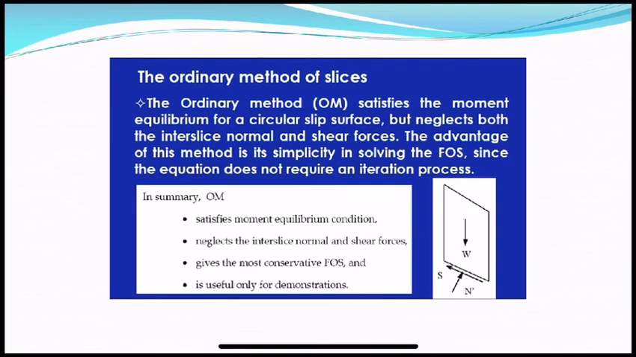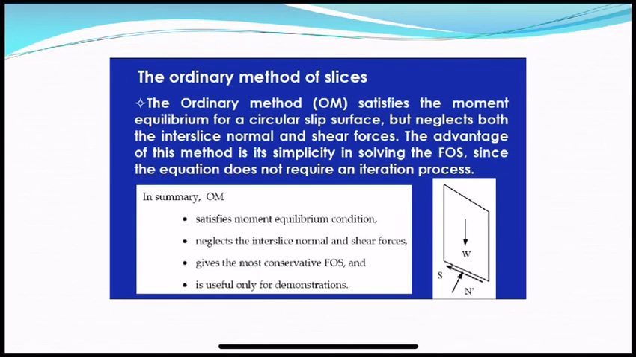There is a vertical force W, which is the weight of the particular slice. If there are n slices and this is the ith slice, then the weight of the slice is Wi. This is the resisting force S, and this is the normal force denoted by N dash. So it satisfies the moment equilibrium condition and neglects interslice normal and shear forces.